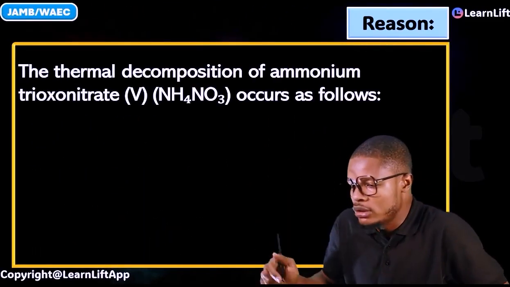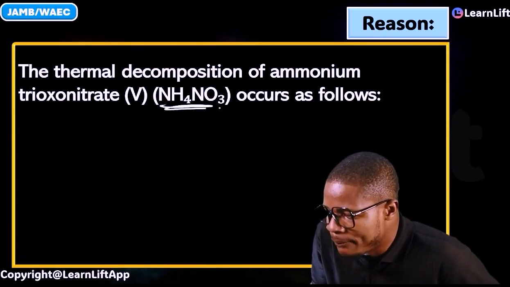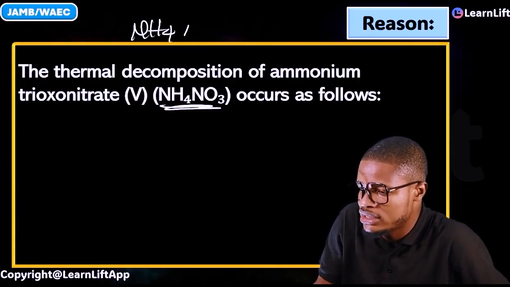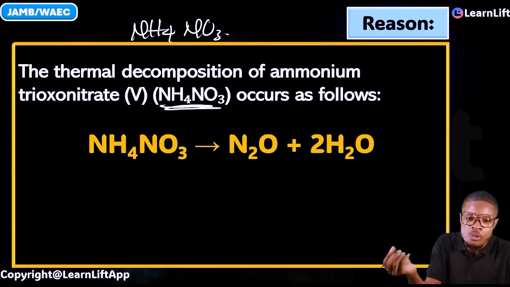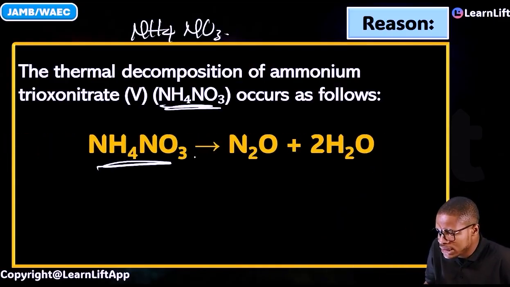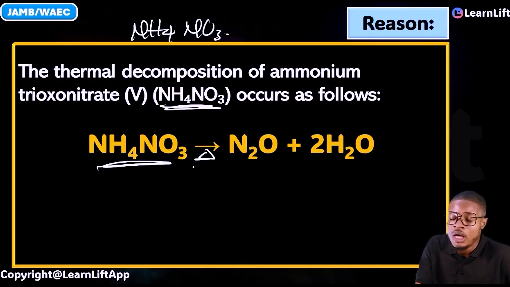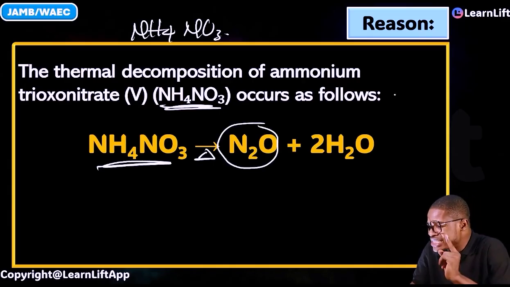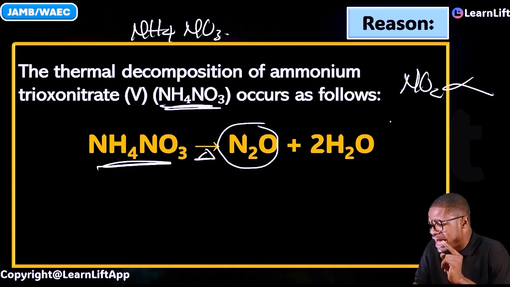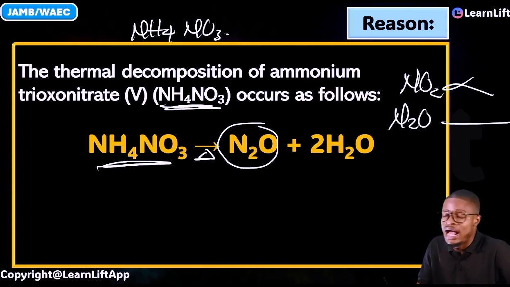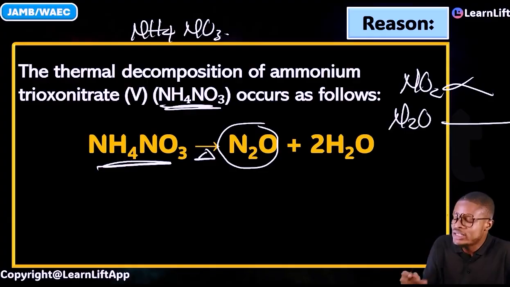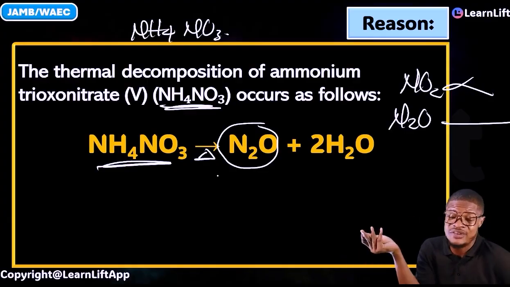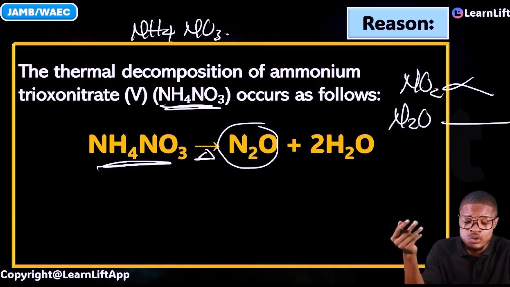Why is it so? Now listen carefully. Once you carry your ammonium trioxonitrate(V), this is the formula: ammonium NH4, trioxonitrate(V) NO3, NH4NO3. As you decompose this thermally, applying heat to it, what will it give you? N2O, not NO2, never. N2O and water. What's N2O? N2O is your laughing gas. That's why they are even asking it in the first instance.